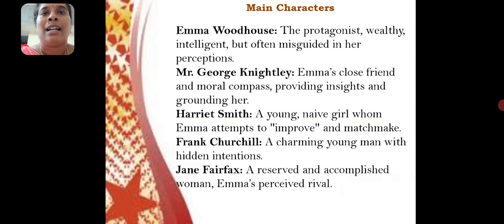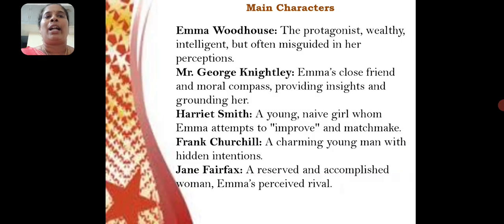So here the other character we see is Mr. George Knightley, the male protagonist of the novel. He warns her whenever he gets an opportunity. He warns Emma, saying Harriet won't be a good match for Elton. Likewise he usually warns her, but she never heeds his words. Next she wants to matchmake her with someone else.